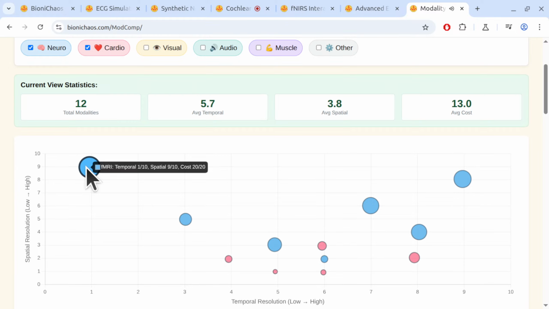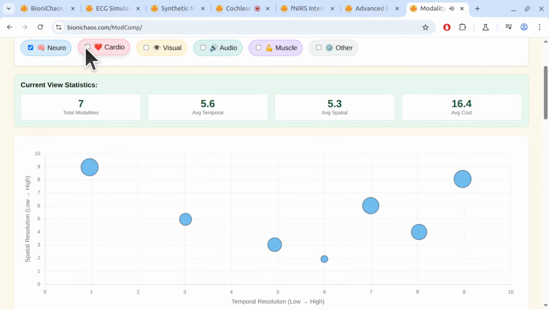Okay, let's get into the specific types, the categories, because that's where the really juicy comparisons are, isn't it? The trade-offs. Exactly. Let's start with the brain, the neuromodalities. Yes, the brain business. Looking at the chart, it seems like trying to figure out the brain is basically the most expensive hobby listed here. Is that fair? Yeah, it's certainly up there.